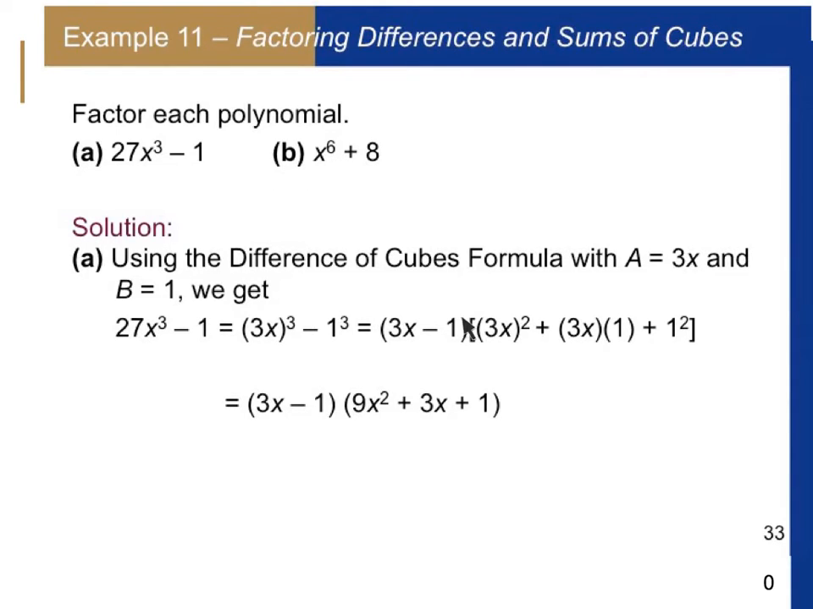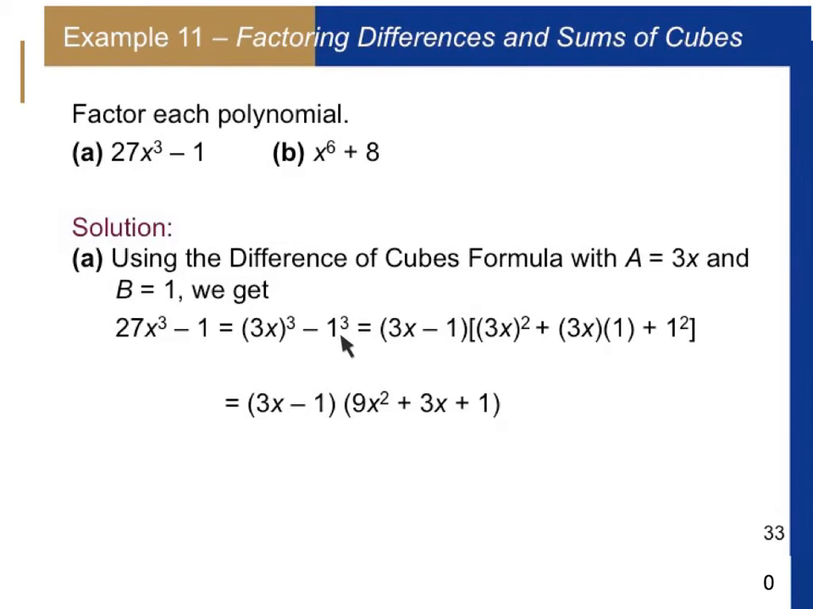Okay, so we use the difference of cubes formula with a equals 3x. That would be our a cubed. So 3x quantity cubed is 27x cubed. And our b is 1. So we're going to do a minus b. Okay, so this is a cubed minus b cubed.